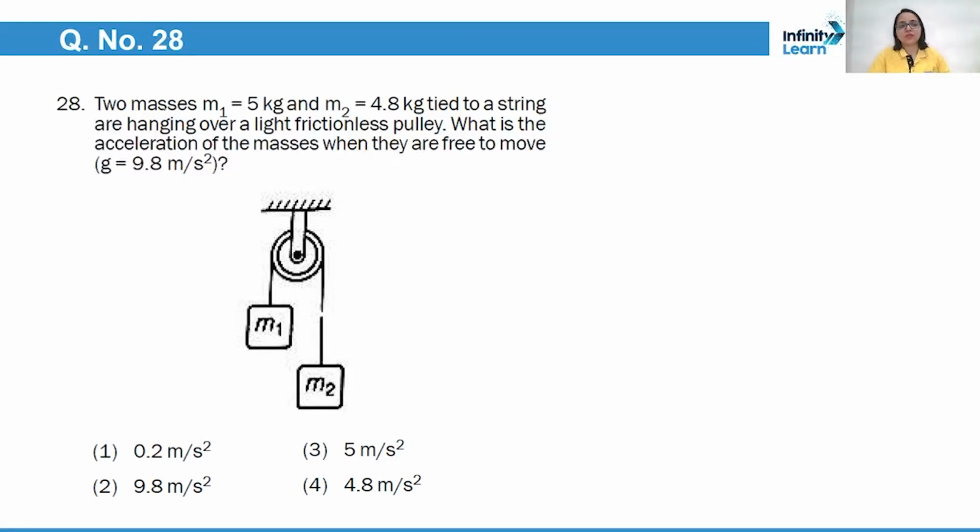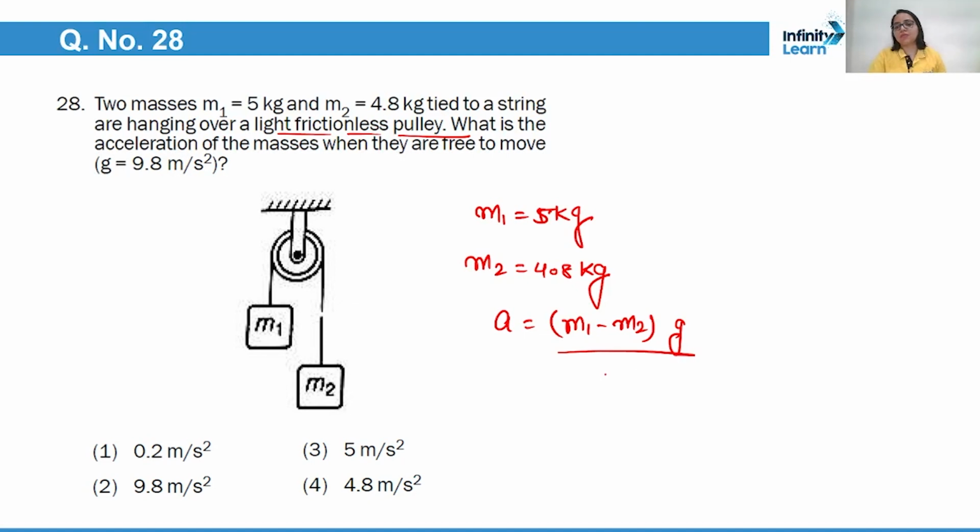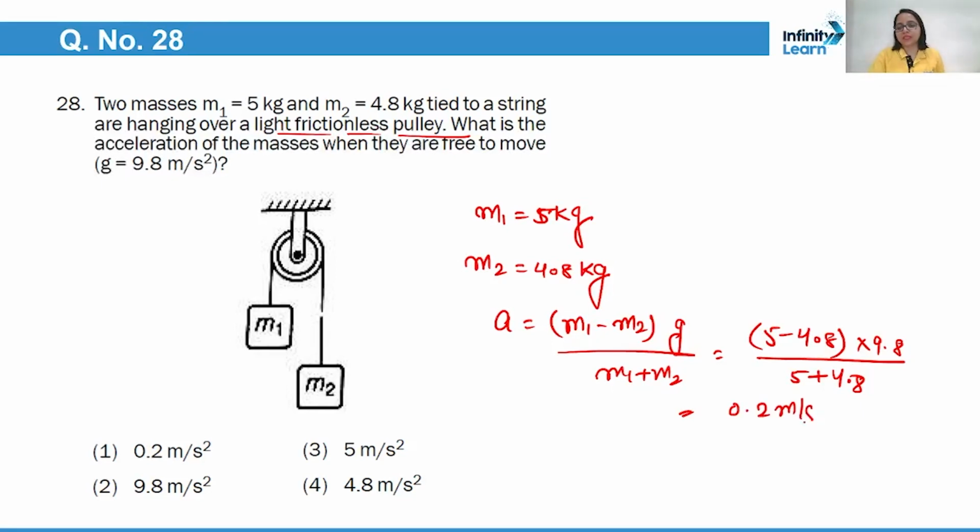Question number 28. We have two masses, M1 of 5 kilogram and M2 of 4.8 kilogram, and they are tied to a string hanging over a light frictionless pulley. What is the acceleration of the masses? So acceleration will be (m1 minus m2) g divided by (m1 plus m2). So it is (5 minus 4.8) into 9.8 divided by (5 plus 4.8), which equals 0.2 meter per second square. So the correct answer is option 1.